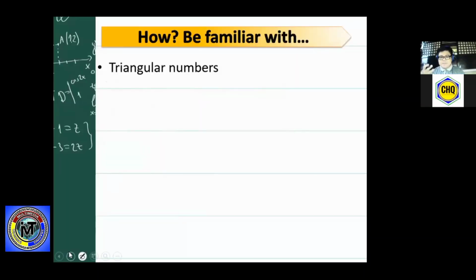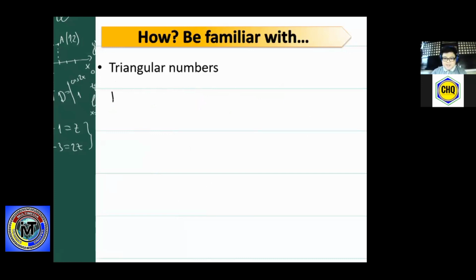You should also be familiar with triangular numbers. What are those triangular numbers? Triangular numbers are numbers that, when you draw the geometrical shape, it looks like a triangle. It goes on and on. What are those numbers?